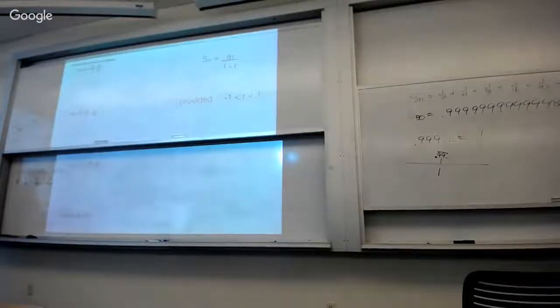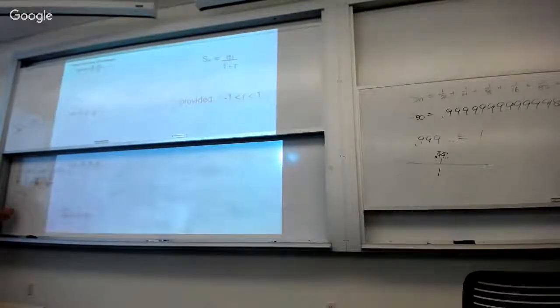And so what's our first term? 9/10. What's our common ratio? What are we multiplying by every time? Multiplying by 1/10, right? Because on the top, we're not multiplying by anything, we're multiplying by 1. And on the bottom, we're multiplying by 10. So the common ratio is 1/10. The first term is 9/10.